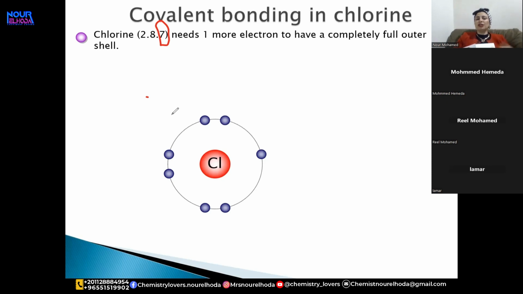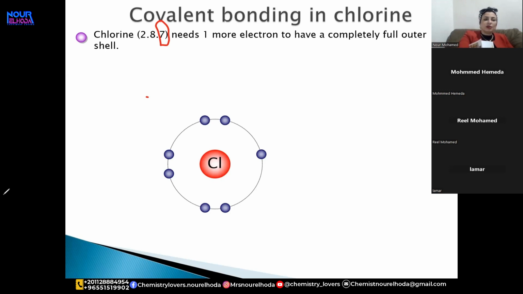Small number, if I want to do configuration, it's 2, 8, 7. If both chlorines are 2, 8, 7, then everyone in the outer shell is having 7. This means everyone is going to share by how many electrons? This chlorine needs how many electrons to be stable? It needs only 1. This one needs again 1. So every chlorine is going to share by 1. This will share by 1 and this will share by 1.